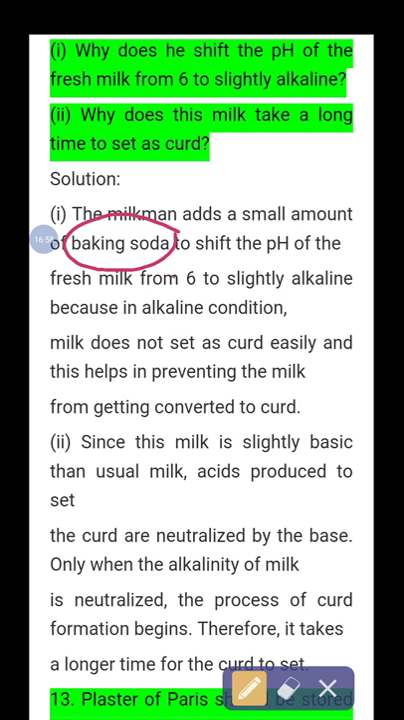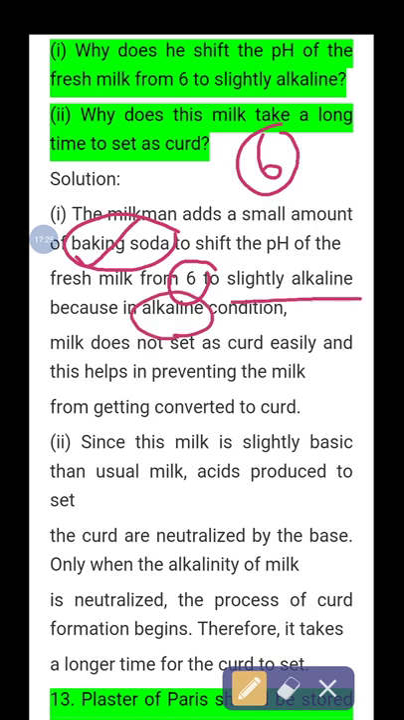The pH of fresh milk is 6, and it becomes slightly alkaline, because then the milk does not set as curd easily. This helps in preventing the milk from spoiling. When we add baking soda, the pH of fresh milk becomes slightly alkaline, and in alkaline conditions the milk does not set as curd easily. So to make the condition alkaline, the milkman uses baking soda.